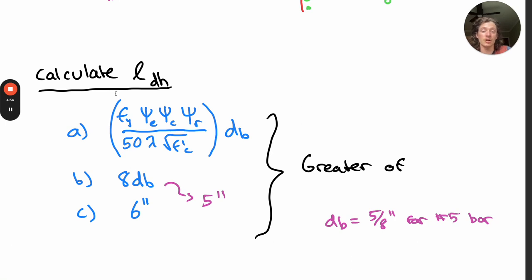And note that a larger number for these psi values is more conservative. So if you are unsure about this, then choose the larger of the two numbers that you're considering, because this will increase the development length and mean you need a larger length to achieve full strength development.